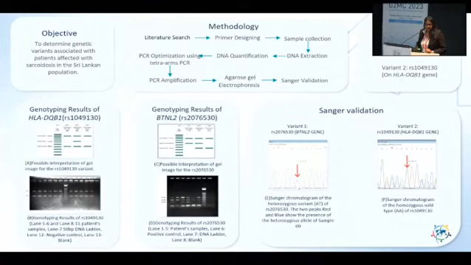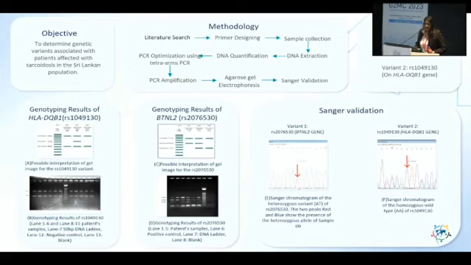My objective was to determine genetic variants associated with patients affected with sarcoidosis in the Sri Lankan population. Now, this was my methodology. First, I did a wide literature search globally, and then I filtered it to the South Asian and Asian continent. The majority of the research was epidemiology studies, not genetic studies. In the South Asian context, very little research has been done on the genetics of sarcoidosis. In Sri Lanka, this was the first genetic study of sarcoidosis.